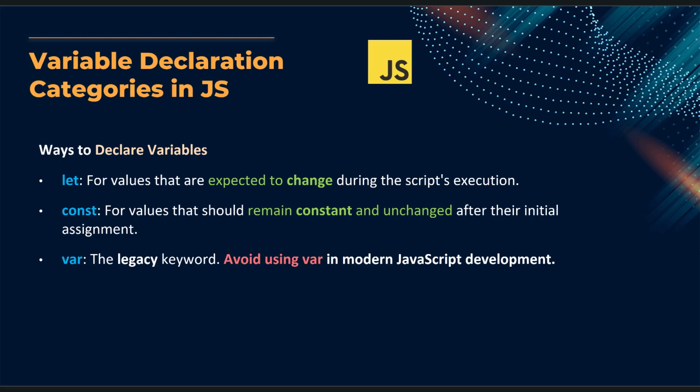First up is let. You use let when you have a value that you expect to change while your program is running. Next, we have const. You use const for values that should stay the same after you set them the first time. Think of them as constants. And finally, there's var. This is an older keyword. For new JavaScript projects, it's best to avoid using var.